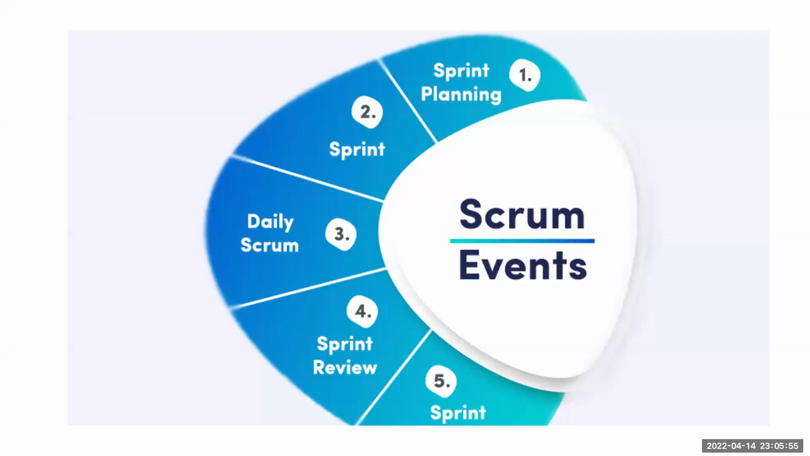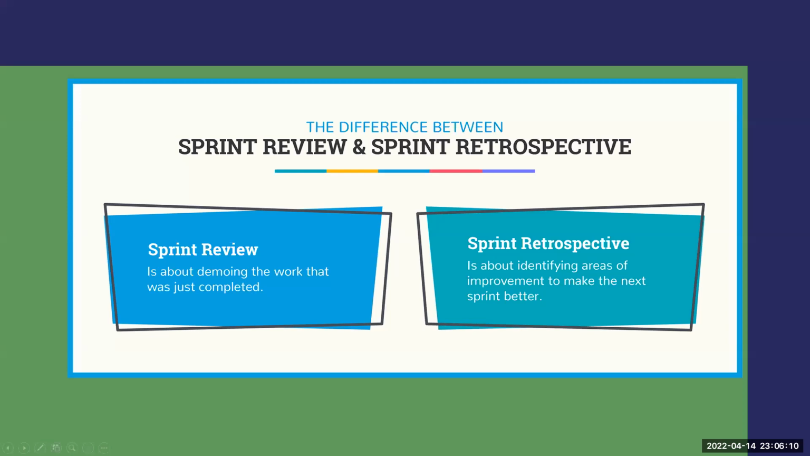So where they are right here. You plan for the sprint, you have the sprint, the daily Scrum, sprint review, and sprint retrospective. I apologize, it got cut off there at the bottom. Those are the Scrum events or the Scrum ceremonies. Any questions on any of those, folks?